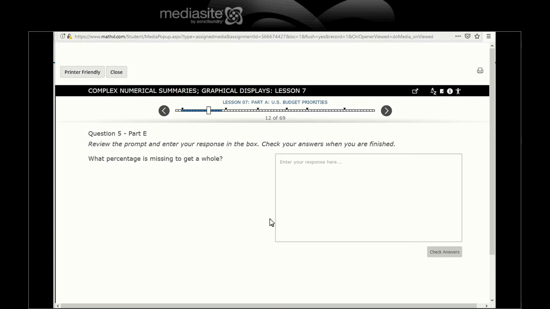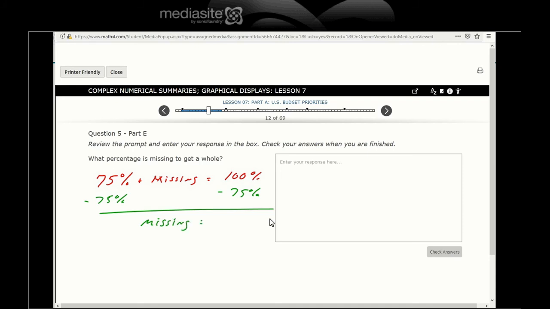So what percentage is missing? Now, we show 75% on the last slide, plus a missing component has to equal a whole. And the whole is 100%. So 75% plus what missing equals 100%? Well, in my algebra here, my missing part should be 100% minus 75% or 25%.